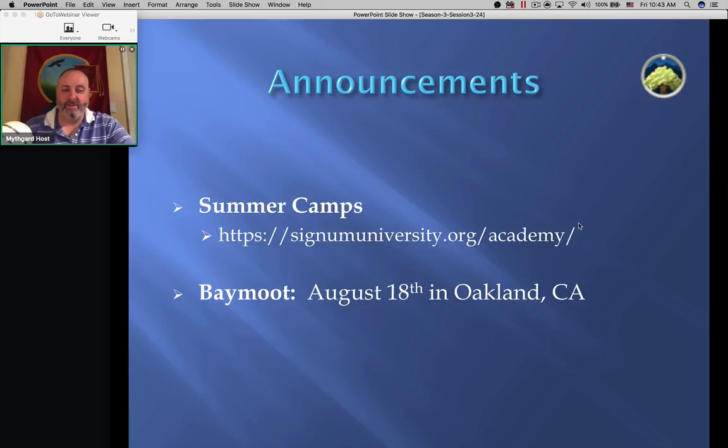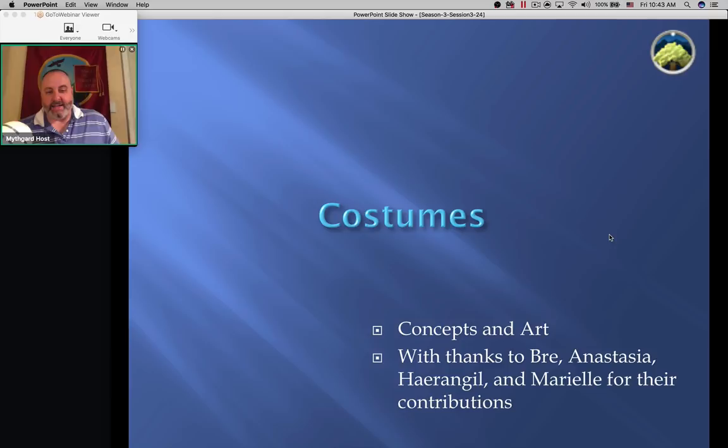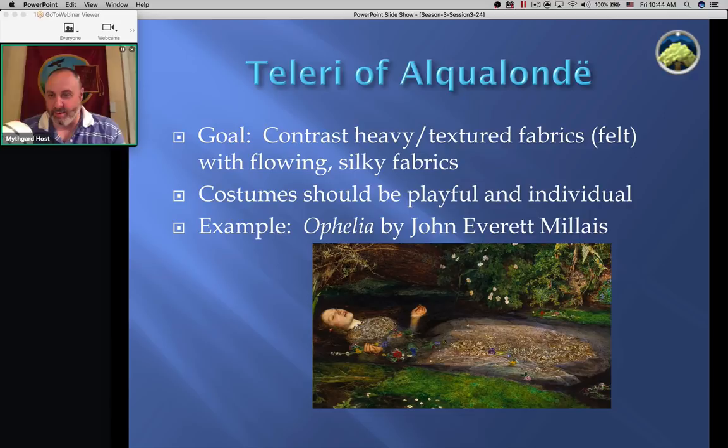Let's move forward. So we're going to start with costumes. As I said, both concepts and some art to visually suggest this. And in addition to Brian and Anastasia, who are here with us today, Harangil and Marielle on the discussion boards have contributed a lot. And we're going to be seeing some of their contributions here today as we go through. So, all right. Let's go. So the Teleri of Alqualondë are where we're starting.